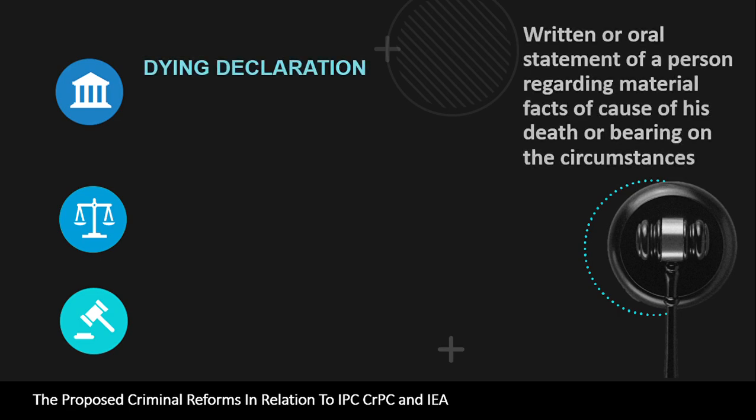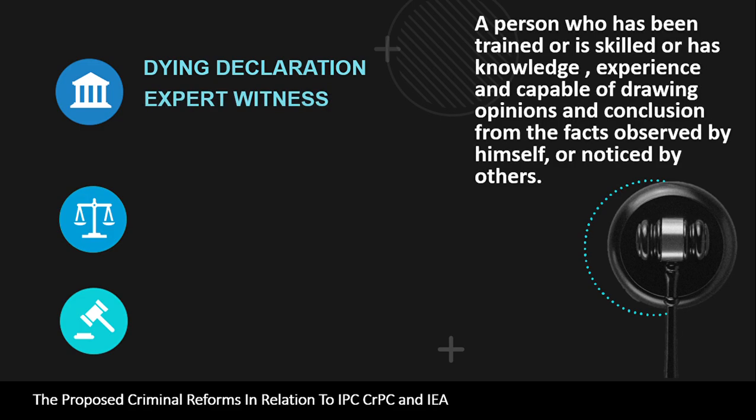Next, to have a basic understanding of IEA, IPC, and CrPC, we will see an example. All of us know what a dying declaration is. Just for people who don't know, it is a written or an oral statement regarding the material fact of the cause of a person's death or the circumstances bearing on it. And then we have something called the expert witness. A person who has been trained or skilled or who has knowledge, experience, and is capable of drawing opinions and conclusions from the facts he has observed or that have been notified to him by others is an expert. And the witness he gives in the court of law is called the expert witness. So we have two cases here.